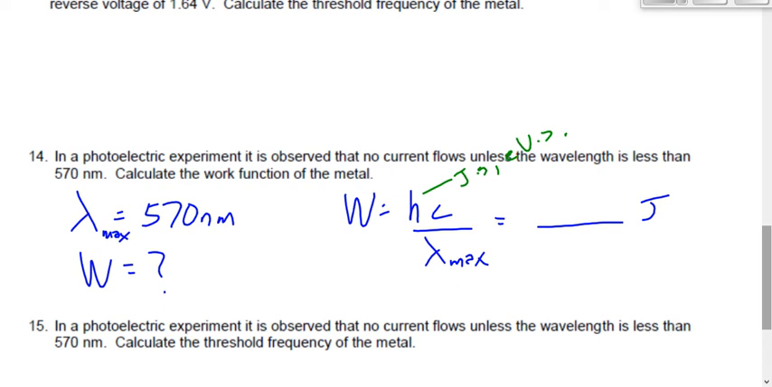I did number 14 in, what did I do it in here? I did it in both, actually. If you do it in joules, you get 3.49 times 10 to the negative 19. And if you do it in electron volts, you get 2.18 eV. The answer for 12 was 6.02 times 10 to the negative 19.